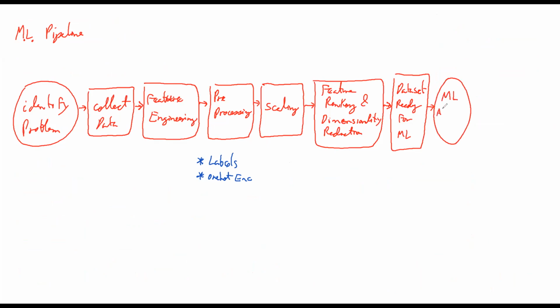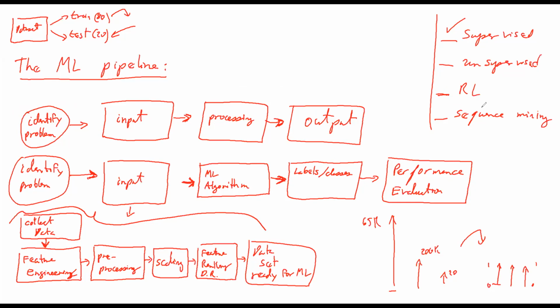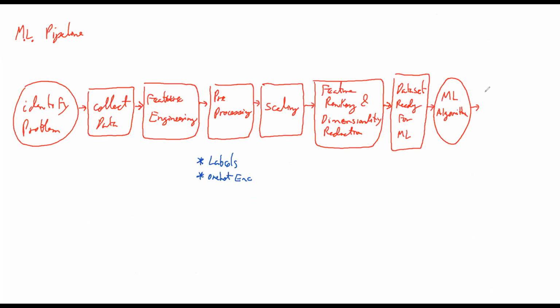ML algorithm. Remember that it could be a deep learning algorithm. Deep learning is just a neural net. So algorithm. All right. So choosing the algorithm. Then we have at least two things, which are the labels and performance metrics, right? So these two here. Okay, so let me see if I think I can fit these.